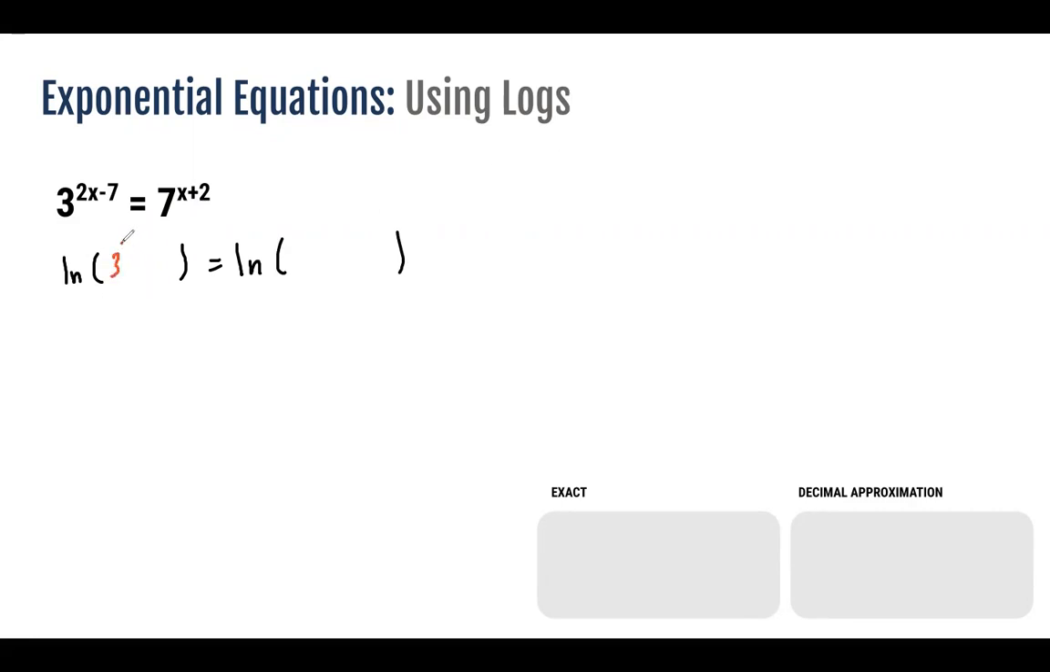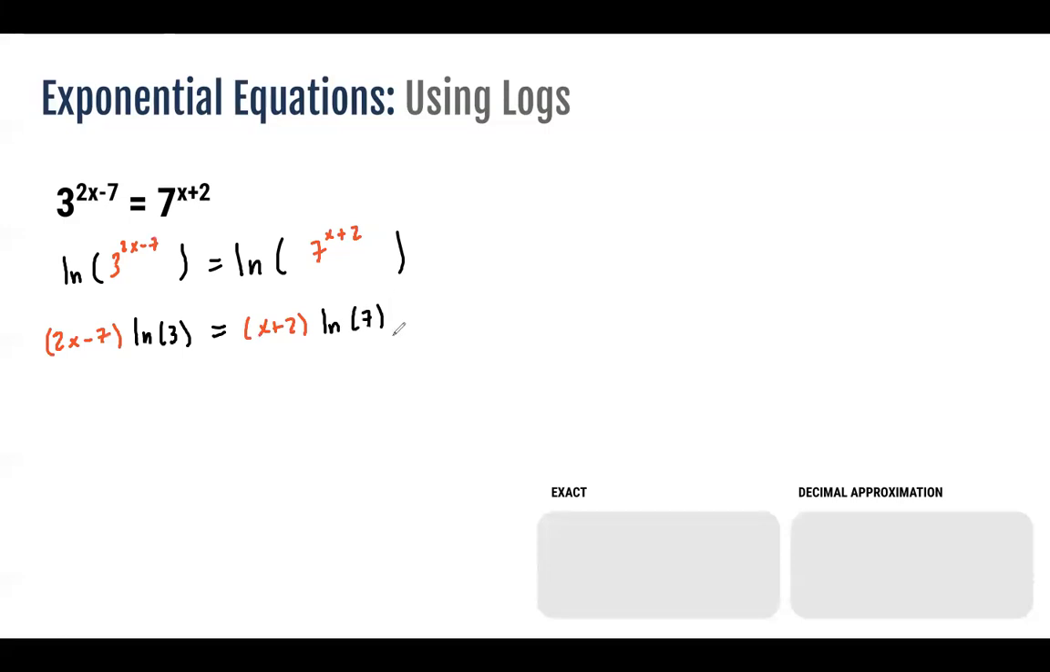That's going to be 3 raised to the power of 2x minus 7 and 7 raised to the power of x plus 2. Now we're going to have two exponents that are going to end up out here. So that's going to be 2 times x minus 7, and that whole thing is going to be multiplying the natural logarithm of 3. And on this side of the equation, we're going to have x plus 2 multiplying the natural logarithm of 7.